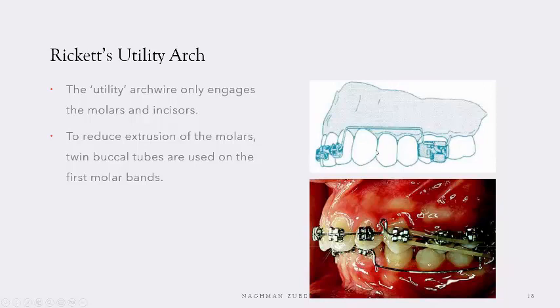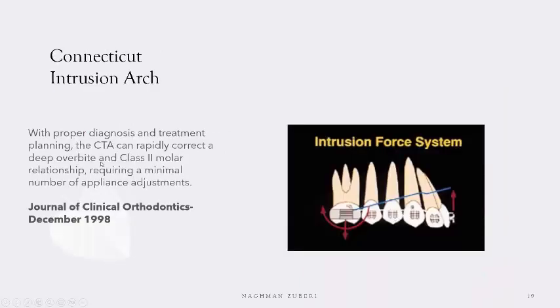One for the main arch wire, and the other one for this auxiliary or utility arch wire. This is known as the Connecticut intrusion arch. And I have taken this again from the Journal of Clinical Orthodontics, published in December 1998.